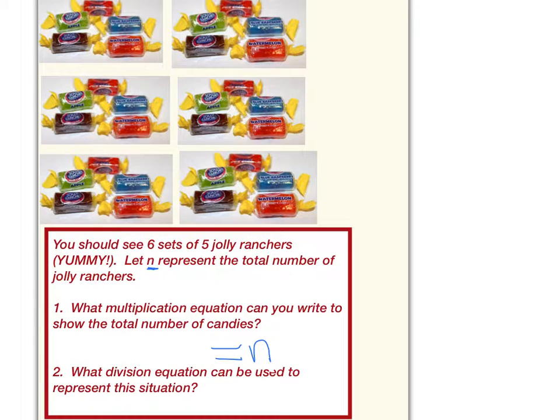1, 2, 3, 4, 5, 6 groups. So we would write 6 times how many in each group? How many Jolly Ranchers are in each group? Let's see what we've got here. Since there are 5 Jolly Ranchers in each group, we would write 6 times 5 equals n.